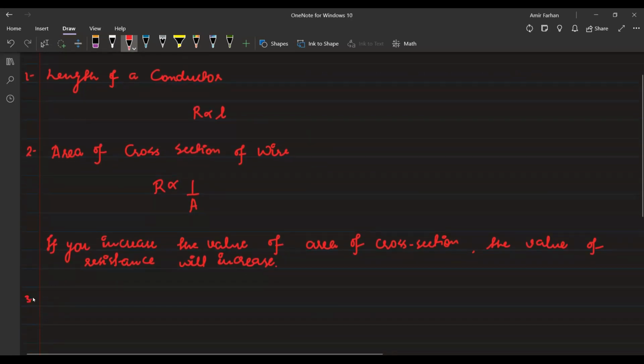The third is nature of material. Basically, every material has different resistance. Suppose you are taking a piece of wood and you are taking a copper wire. These parameters will affect the value of resistance, because one is wood and another one is copper.